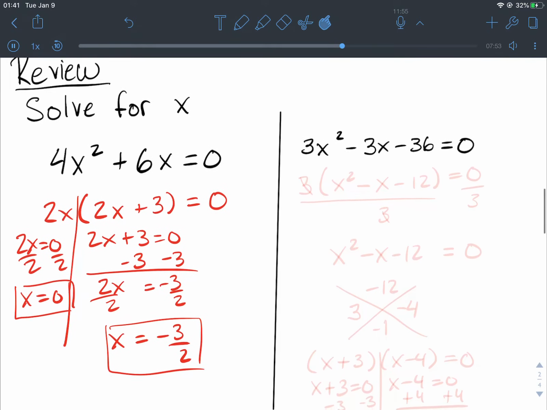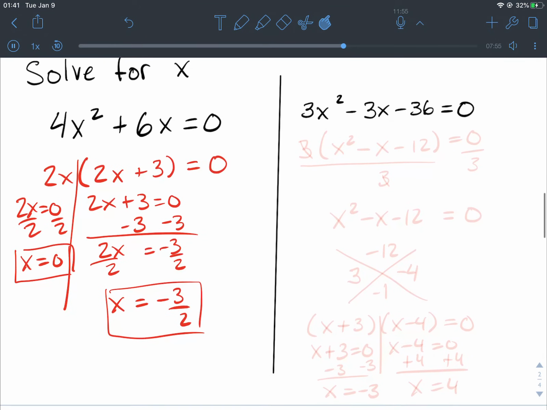On the right side, notice 3 goes into everything. So if we remove a 3, 3 times x squared is 3x squared. 3 times negative x is negative 3x. And 3 times negative 12 is negative 36. Well, we can actually divide both sides by 3. And now we have a much, much easier problem to solve.